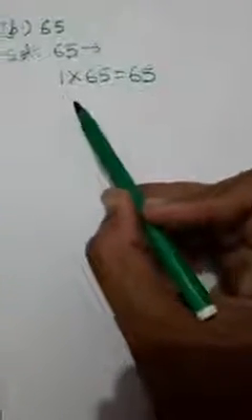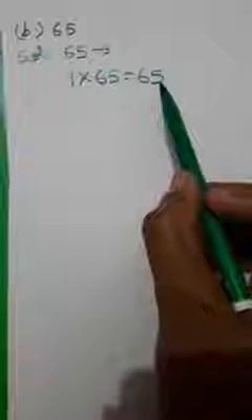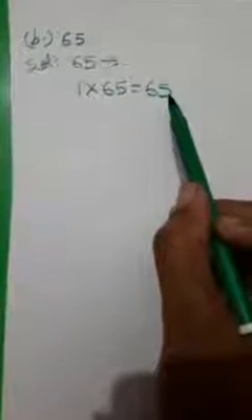Now we have to check by 2. We know that it is not an even number. It will not be divisible by 2. So no need to divide it by 2. Only even numbers are divisible by 2, whose last digit is 0, 2, 4, 6 or 8. So that's why we will not divide it by 2. 2 is not the factor of 65.